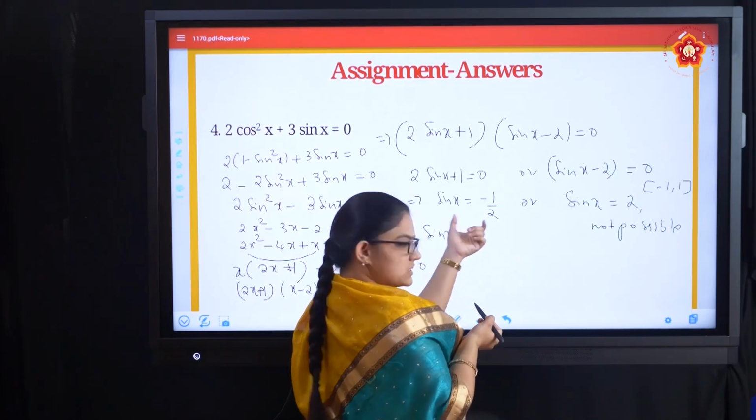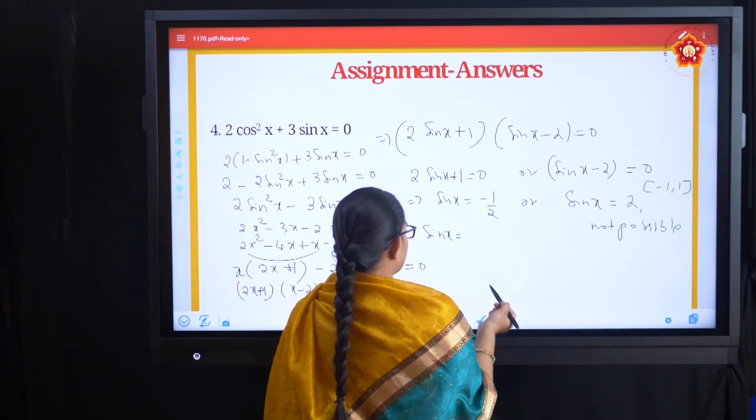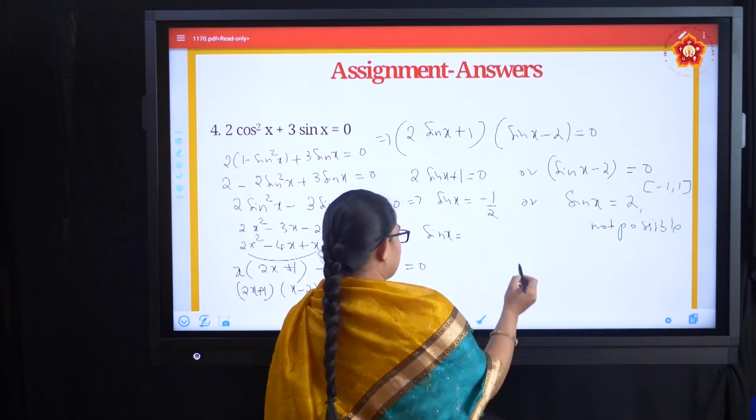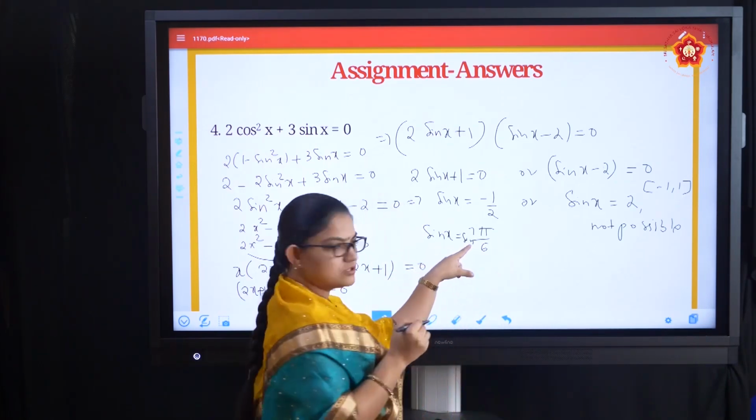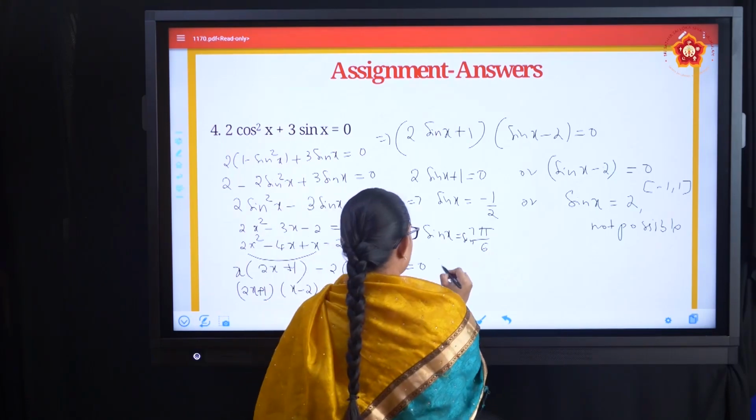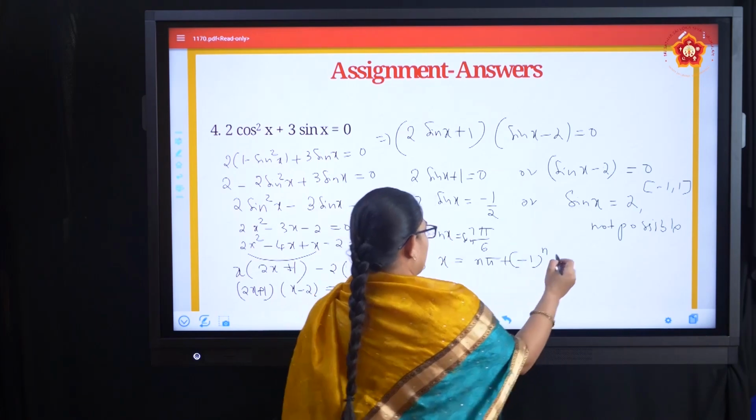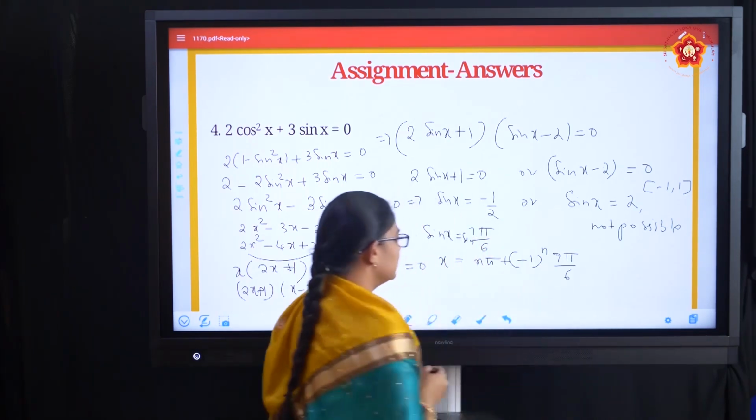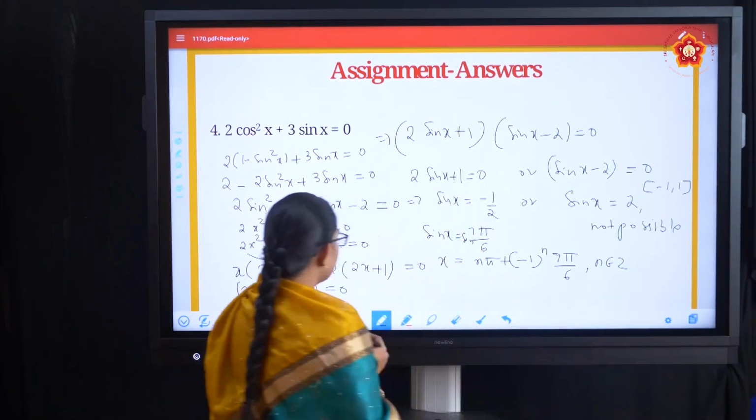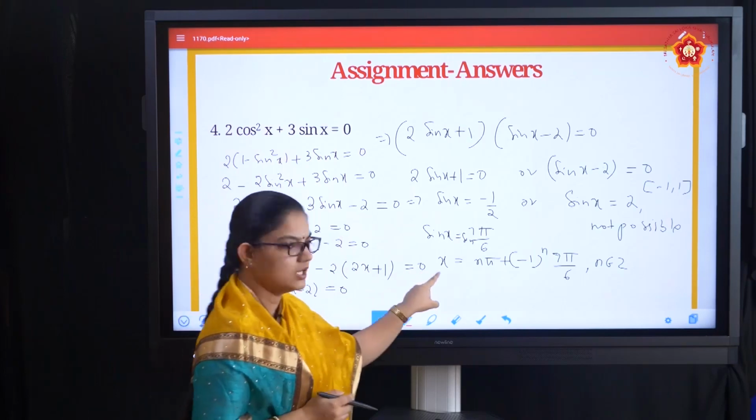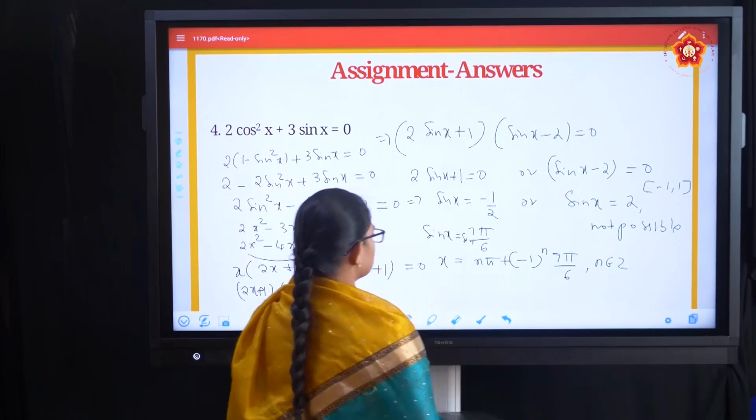So sin x = −1/2 gives pi by 6 in the third or the fourth quadrant. If we are considering it in the third quadrant, that is pi plus pi by 6, that is 7 pi by 6. So we have sin x = sin 7 pi by 6, or we can write x = nπ + (−1)^n y, where y is 7 pi by 6. Therefore, the general solution for this particular equation is x = nπ + (−1)^n (7π/6) for n belongs to Z.